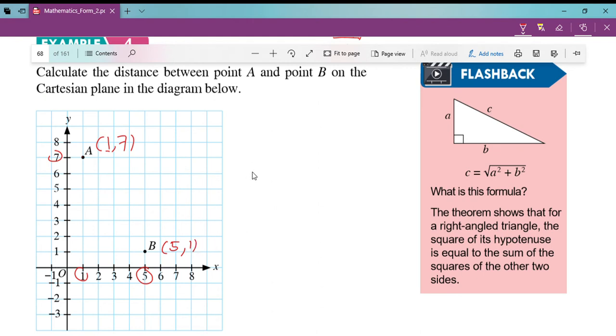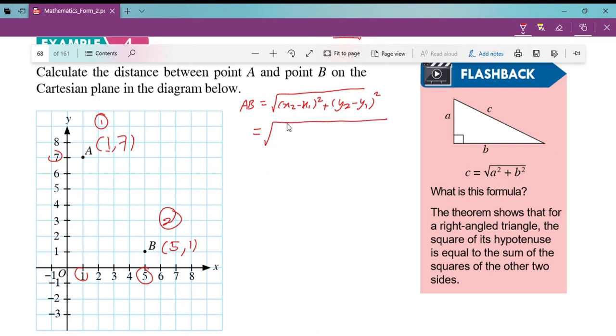So we apply the formula to calculate the distance. We will write AB equals square root of x2 minus x1 squared plus y2 minus y1 squared. That's the formula you learned just now. Let us choose one point as 1 and the other point as 2. For example, I choose this point as 2, this point as 1. So we're going to substitute first.